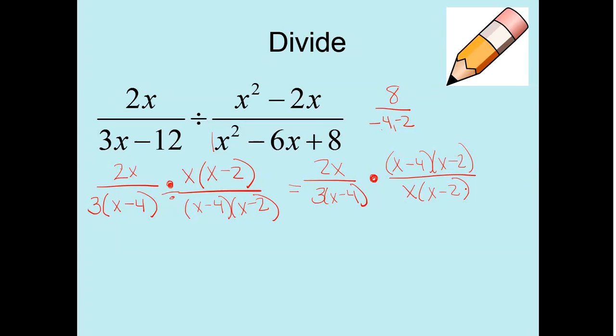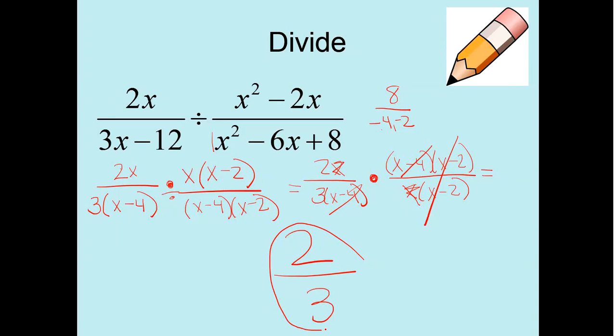Now, let's start canceling things out. So I got x minus 2 and x minus 2. They gone. X minus 4, diagonally, gone. Looks like I got an x to cancel out and another x to cancel out. Whew, who's left behind on the top? Just a 2. And then on the bottom, just 3. So my final answer, guys, after all of that factoring and all that work, is just a simple 2/3.